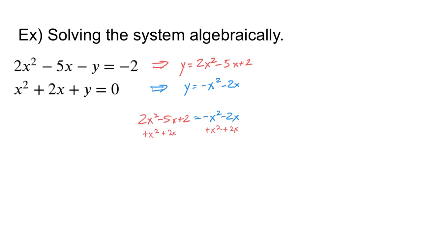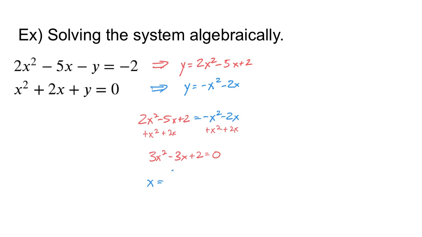So that will get me 3x squared minus 3x plus 2 equals 0. Now, I don't know about you, but I can't think of how to factor 3x squared minus 3x plus 2. That doesn't mean we stop and we don't solve this problem anymore. What it means is we have to use a different method. And of course, if I get something that's not factorable, I'm going to use the quadratic formula.